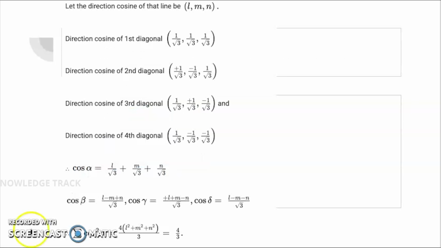Hence, the direction cosine of the first diagonal will be a upon under root of a square plus b square plus c square, like this. The same formula we'll use for this, so we'll get 1 upon under root of this. For the direction cosine of the second diagonal, the y coordinate is negative because the y coordinate of that diagonal was negative. Similarly, in the third diagonal, the z coordinate is negative, and in the fourth diagonal, the x, y and z coordinates are negative.